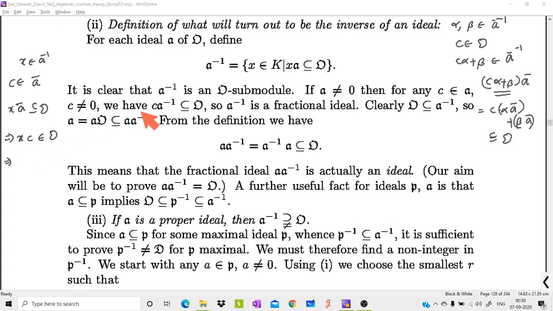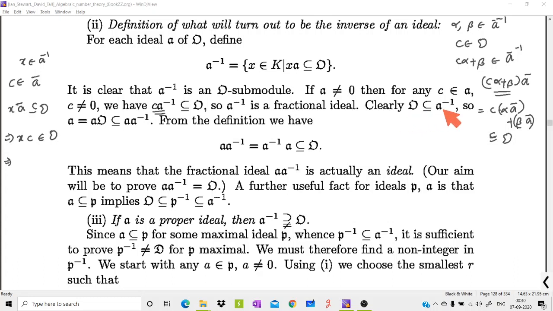Okay, so this is what we have written here. For any C belongs to A, we can get C A inverse, that is C into any element of this A inverse. That product should be an element of O. So A inverse is a fractional ideal, because we can find a C such that C A inverse is contained in O. Then A inverse is a fractional ideal. This is the definition of fractional ideal.